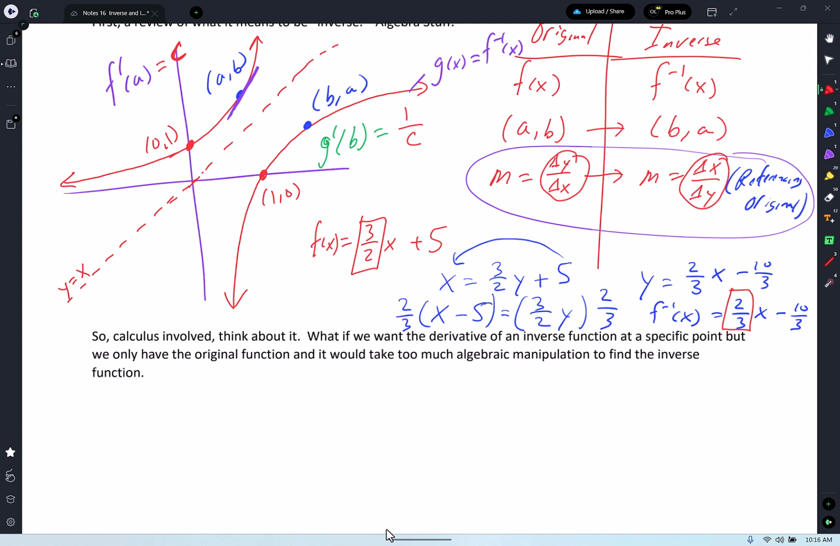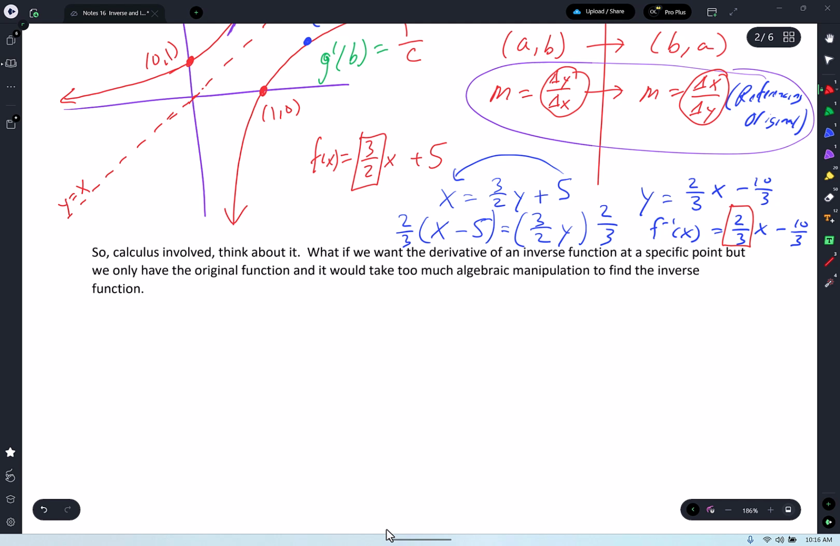All right, so let's see what this says. So calculus involved, think about it. What if we want the derivative of an inverse function at a specific point, but we only have the original function and it would take too much algebraic manipulation to find the inverse function? Okay, sorry, I know I read that really fast. All I'm saying is, what if I want my slope, my derivative of my inverse?